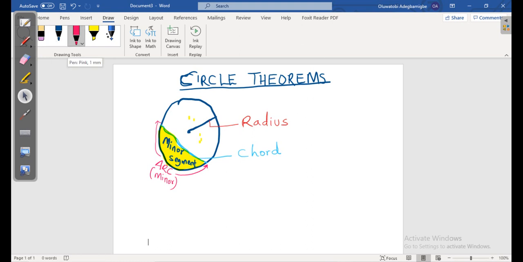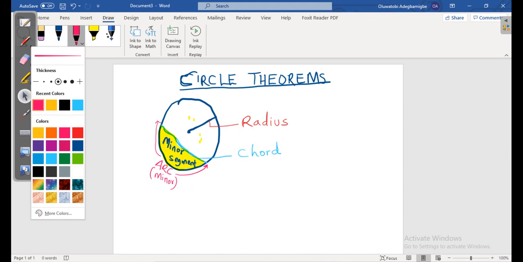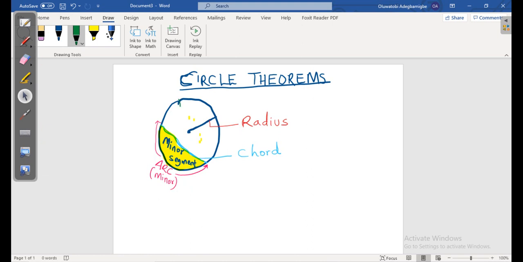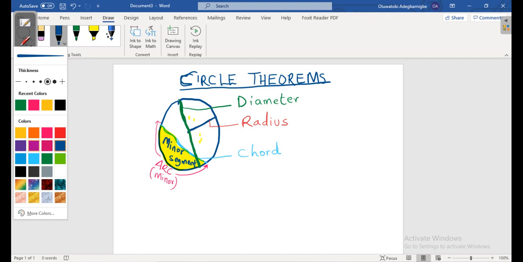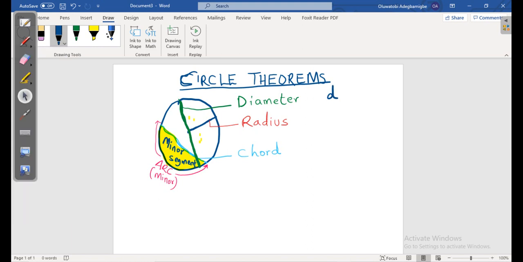Also, we have a line that comes from a point of the circumference to another point of the circumference, passing through the center. From one part of the circumference to another, but this time it is passing through the center, and this is what we refer to as the diameter of a circle. Now, think of it. What is the relationship between radius and diameter? So diameter is always 2 times the radius.